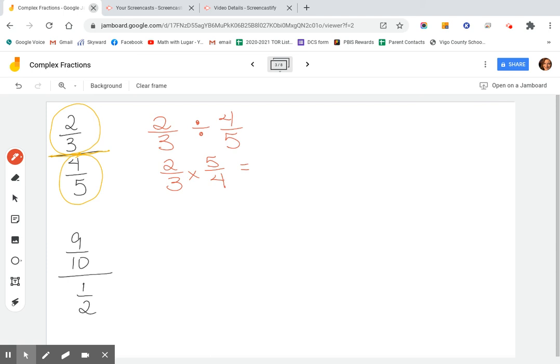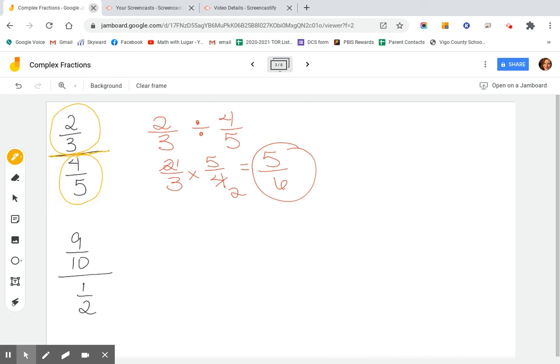You can get 10/12 and then reduce, or you guys know I like smaller numbers when I can get them. So I'm going to cross reduce and make this a 1 and a 2. And that gives me 5/6. That big messy problem really just represents 5/6. We're going to do the same thing on this next one.